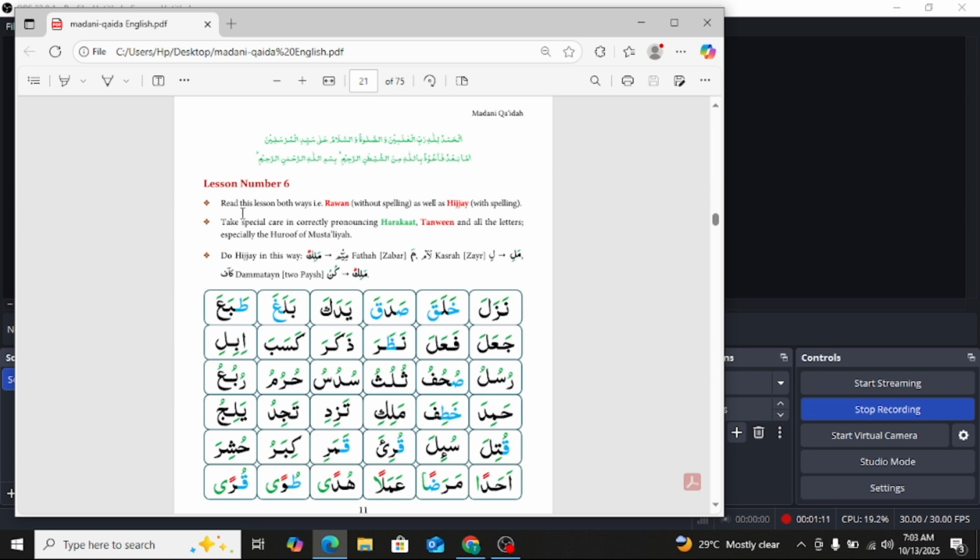Now, read this lesson both ways: without spelling as well as with spelling. For example, we will learn Nazala with Zabar: Noon Zabar, Za Zabar, Lam Zabar. In this example, take special care in correctly pronouncing the harakaat, tanween, and all the letters, especially the Huroof Mustalia. Do the spelling in this way: Malika, Meem Zabar Ma, Lam Zer Li.